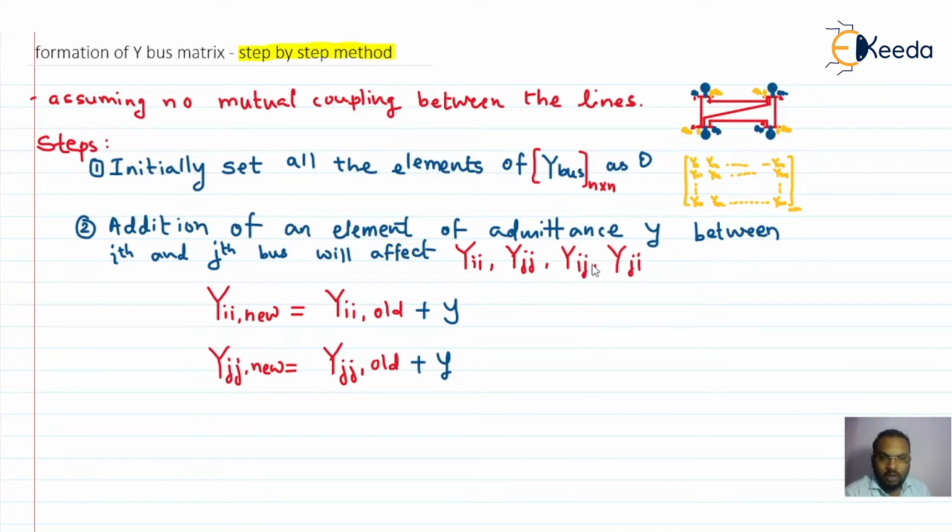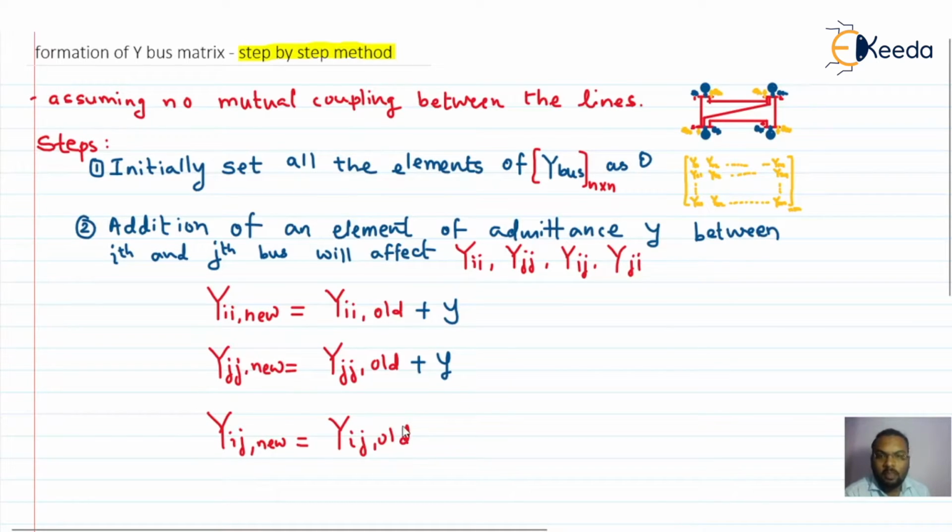Now the rest of the two entries, let us see how it will affect the other entries. It will affect in this way: yij new value would be the same thing, yij old value.